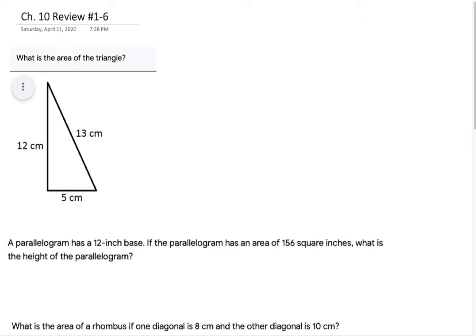So the first question was, what is the area of the triangle? Well, you just have to know that it's 1/2 times base times height. So you're going to have 1/2 times 5 times 12, and you should end up with 30 centimeters squared.